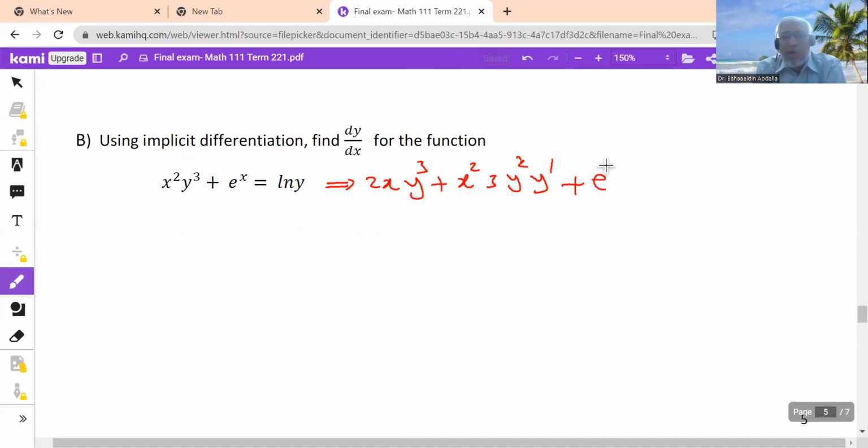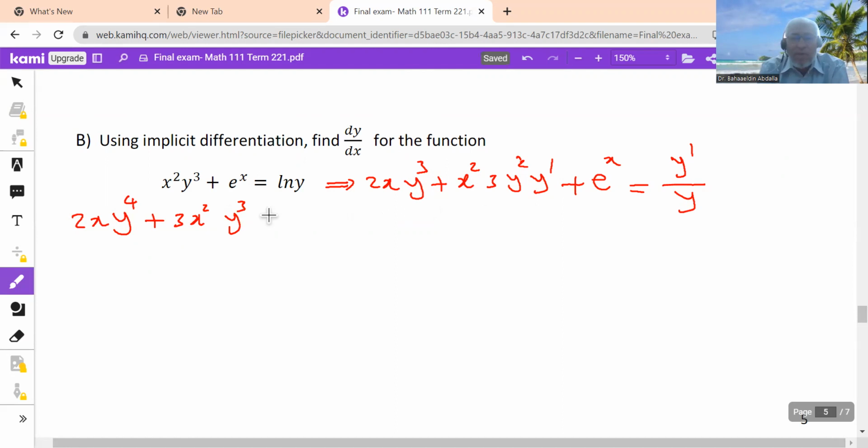Plus e to the x, there is no y here, so just write the derivative of e to the x. What about ln y? Derivative of ln y is 1 over y times y prime, which you can write y prime over y. Now to solve this equation for y prime or dy by dx, I'll get rid of this y, so I multiply everything by y. So I'll have 2x y to the power 3 times y, which would be y to the power 4. Here I have 3, I write 3 first, then x squared. I have y squared, I will multiply by y, so it would be y cubed. And e to the x, I will multiply by y. And here I multiply by y, so the y would be cancelled.